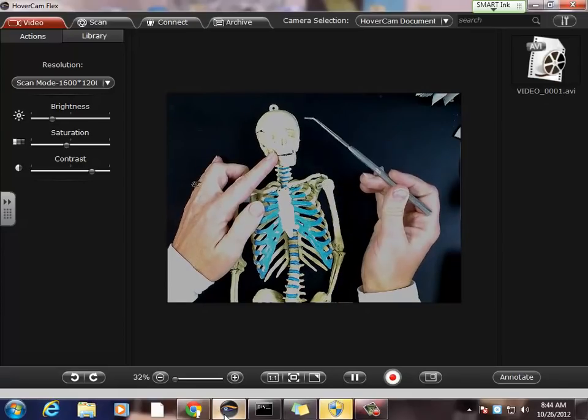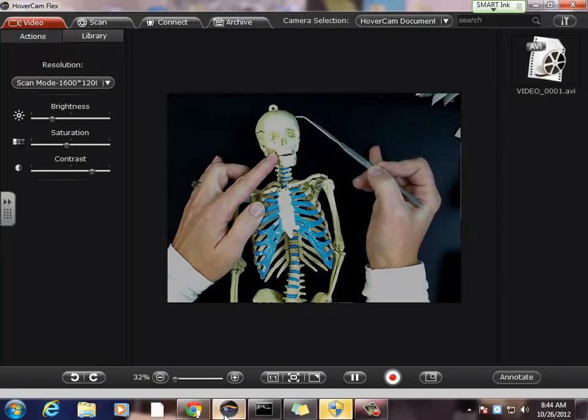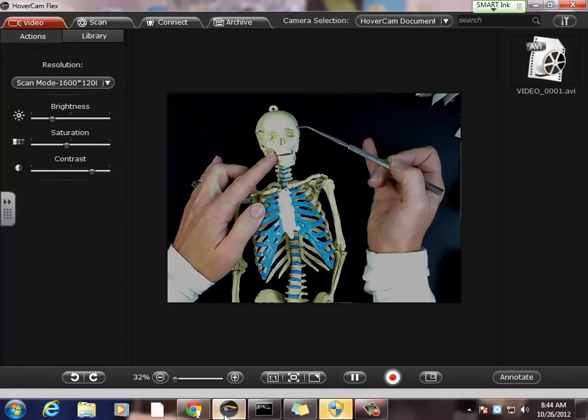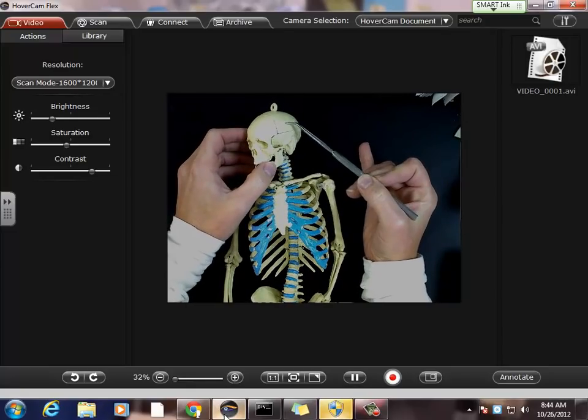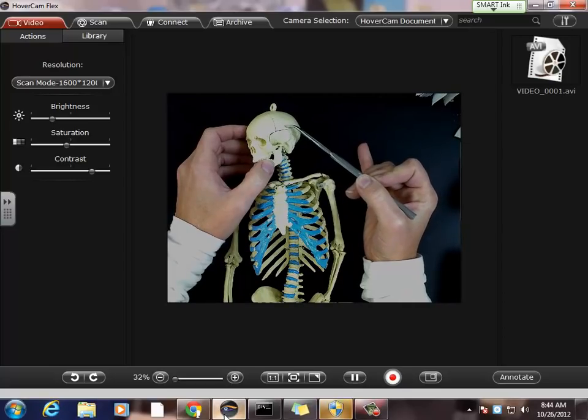So let's begin with the skull. The skull consists of two sets of bones. The first set of bones is called the cranial bones. Cranial bones encase the brain and protect it. They are flat bones, they're curved, and they're connected by tiny, little, kind of jagged lines, and these joints are known as sutures.